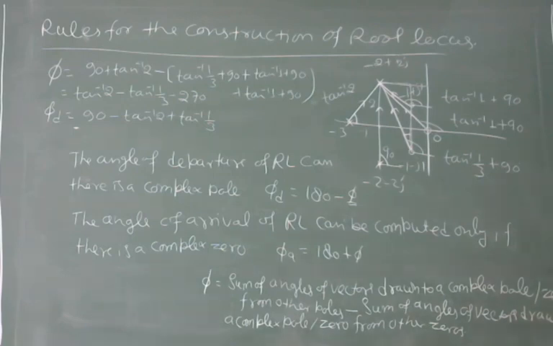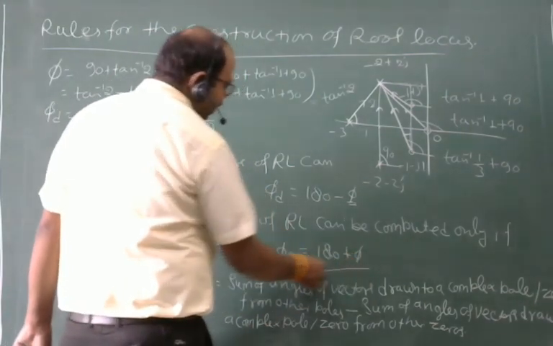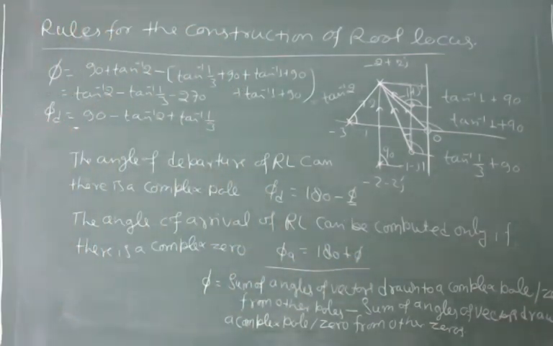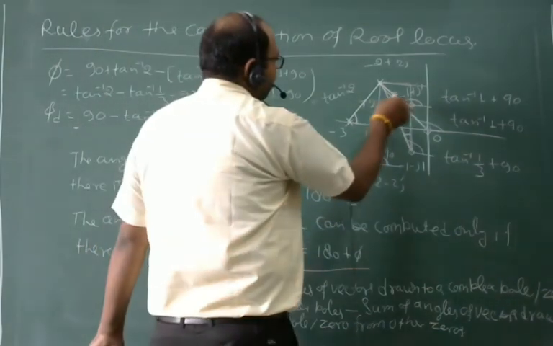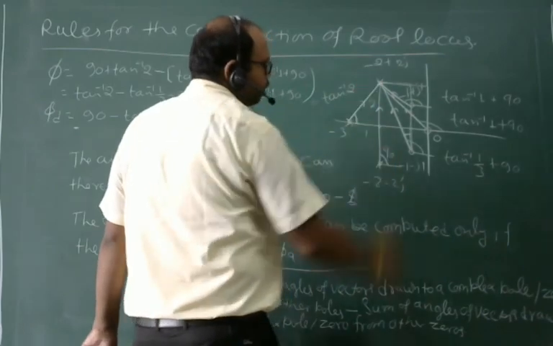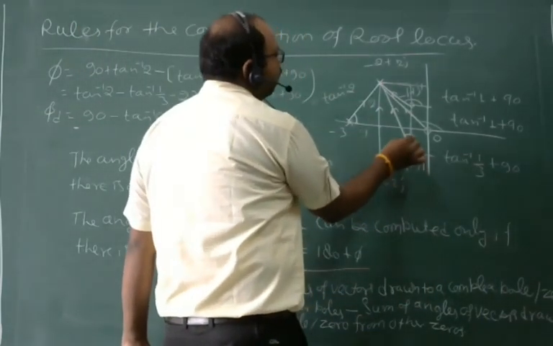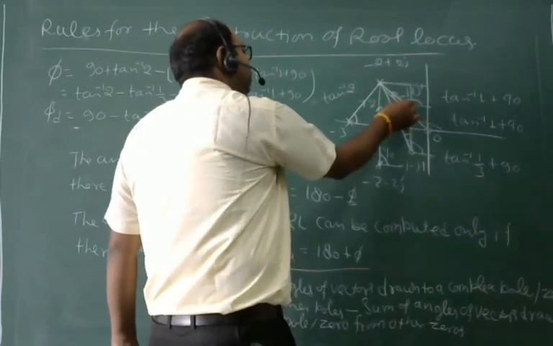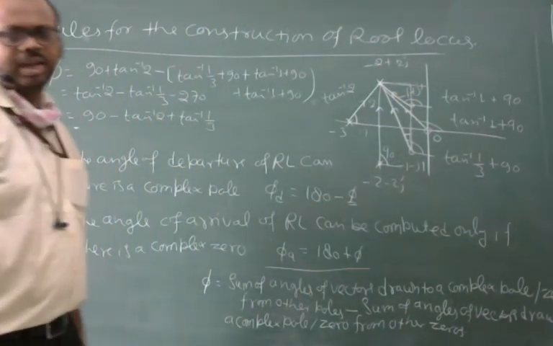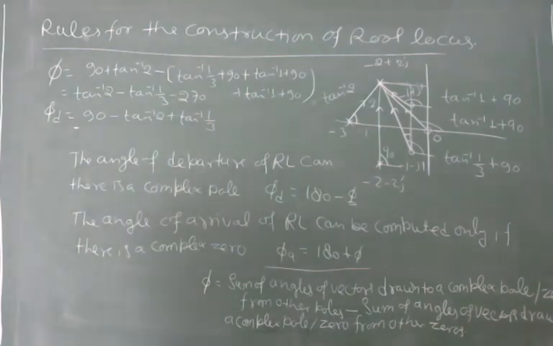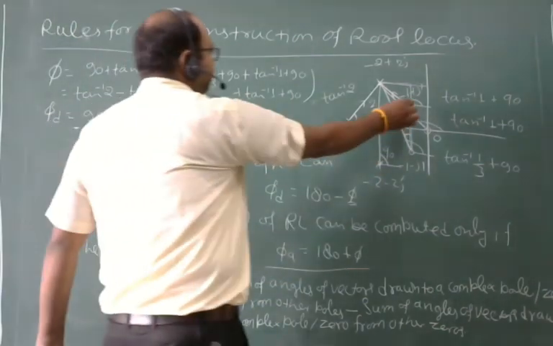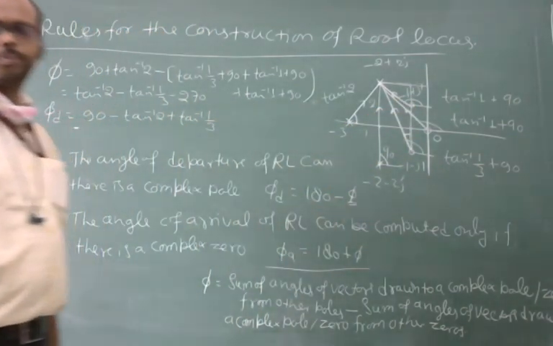Right? In that case, we'll use the formula phi a is equal to 180 plus phi. And similar to angle of departure, angle of arrival for this 0 will be negative of this angle. Right?